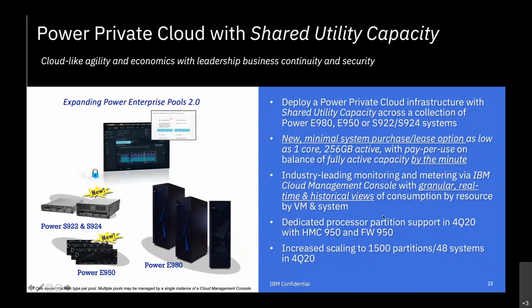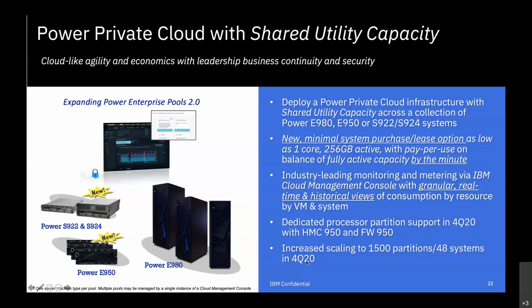And also, a couple of major features that we enabled last year: when Enterprise Pools was launched, you could only have shared processor pool partitions in the Enterprise Pools. So basically any system you put as part of Enterprise Pools 2.0 had to have all shared processor partitions and not dedicated partitions. So we removed that restriction and added support for dedicated processor partitions last year with HMC 950 and firmware 950. We also increased the scaling to 1,500 partitions and 48 systems in fourth quarter 2020.